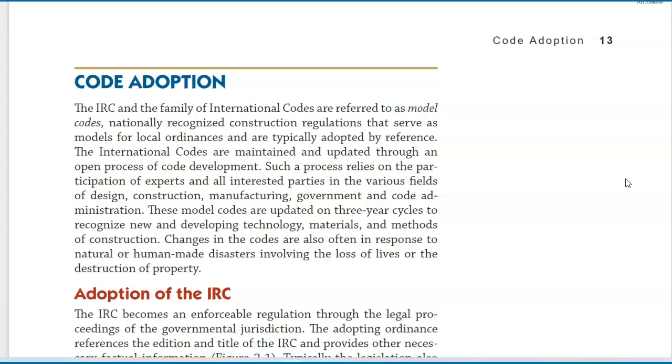International codes are maintained and updated through an open process of code development. Such a process relies on the participation of experts and all interested parties in the various fields of design, construction, manufacturing, government and code administration. The model codes are updated on 3-year cycles to recognize new and developing technology, materials, and methods of construction. Changes in the codes are also often in response to natural or human-made disasters involving the loss of lives or the destruction of property.